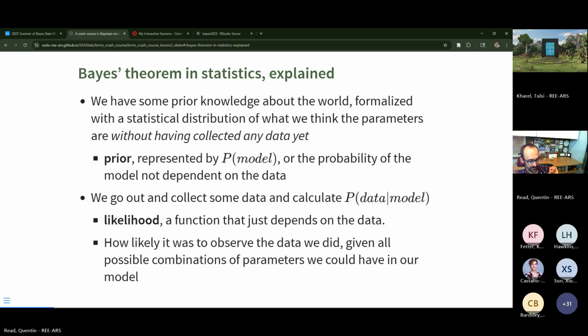Like going back to coin flips, if we observed 5 out of 10 heads, we would say, okay, all possible combinations of parameters, right? You could have the probability of heads be 1 out of 10, how likely was it to observe 5 out of 10? If the true probability was 2 out of 10, how likely was it to get 5 out of 10? 3, 4, 5. We've got a full likelihood distribution for every possibility of parameters that we could have in our model. So the likelihood just depends on the data. It covers all the possibilities of model parameters that we could have.